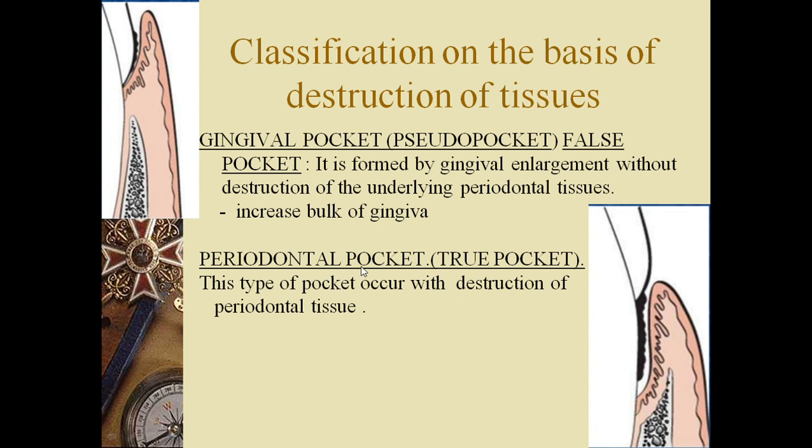Next is periodontal pocket. As the name suggests, there will be breakdown of periodontal ligament. This is also known as true pocket. This type of pocket occurs with the destruction of periodontal tissues.